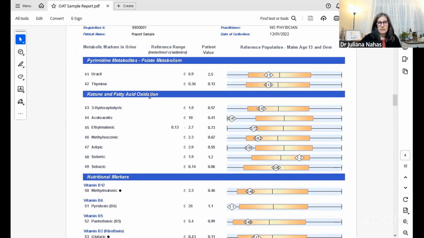The fatty acid oxidation I mentioned earlier, we look at how fats are being metabolized in the mitochondria. And again, if you have very, very low markers, or in this case, they're not all extremely low. There's some that are low, but not all of them. But that could indicate that they may need help in processing fat. And a lot of times, for example, we'll supplement with L-carnitine and magnesium to help support this fatty acid oxidation and processing.